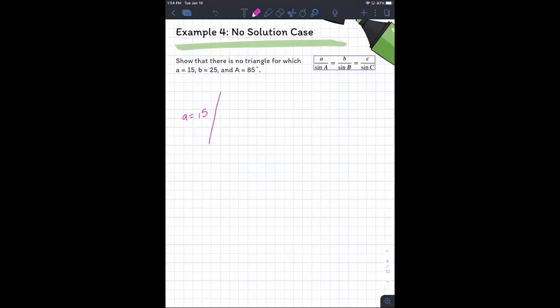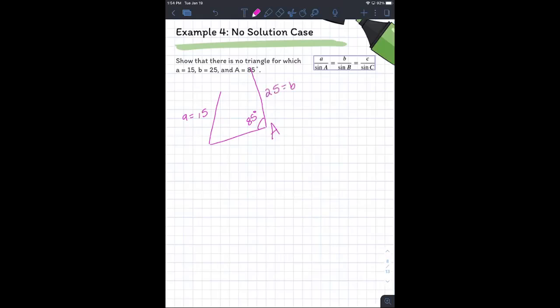So A is 15, so that's the side. So across from that would be angle A, which is 85 degrees, which is almost a 90-degree angle. So I'll make it look like a 90-degree angle, right? B, which could be either one of the other two sides, would be 25. So let's just call this B.